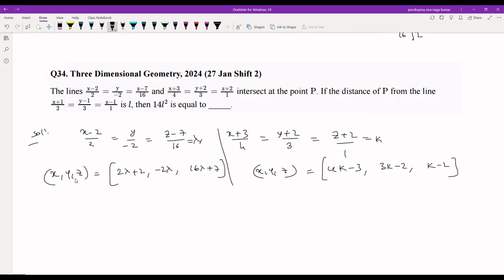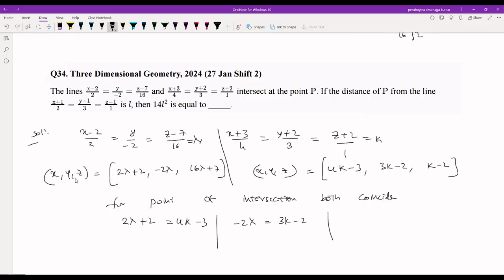Okay. And now, for the point of intersection, both should coincide. Both coincide means 2 lambda plus 2 is equal to 4k minus 3, minus 2 lambda is equal to 3k minus 2, and 16 lambda plus 7 is equal to k minus 2.